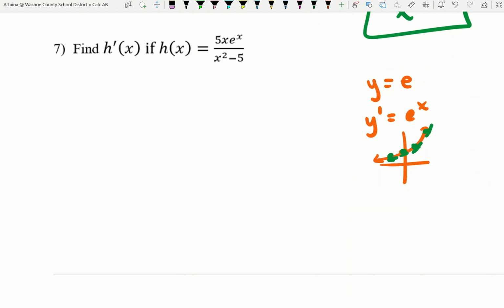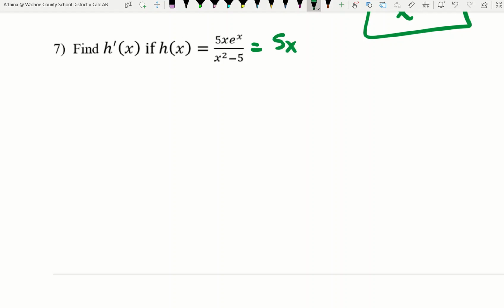So the reason this problem is so intense is because on the numerator, we need to recognize that this is product rule, which is really hard for kids to recognize. This is 5x times e to the x. That's product rule because both of these expressions have an x, or variable, and then the denominator here helps us see that this is quotient rule. So, hold on tight for this one.